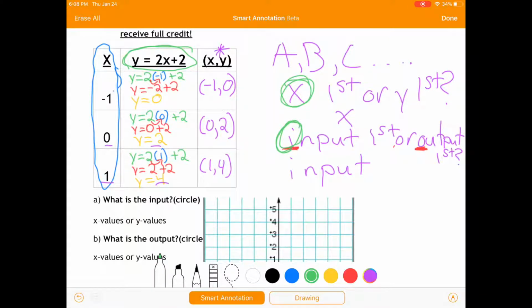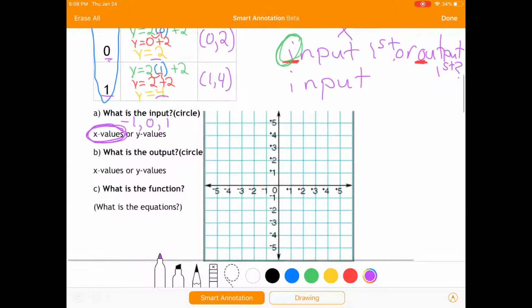So in our table, up here, our X values were -1, 0, and 1. All three of them are going to be our input. So our input was -1, 0, and 1, and those are our X values.